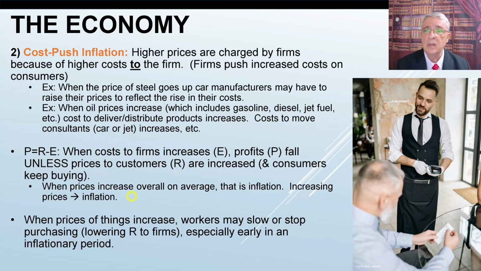When prices increase overall, on the average, that is inflation, and increasing prices lead to inflation. That's the way it is. When prices of things increase, workers may slow or stop purchasing. That lowers the R right here to firms, especially early in an inflationary period. So when prices are going up, yeah, this may lag, and it can hurt the workers the most, and they will stop buying, which causes the spiral the other direction.